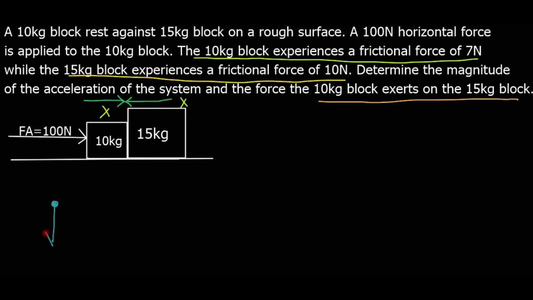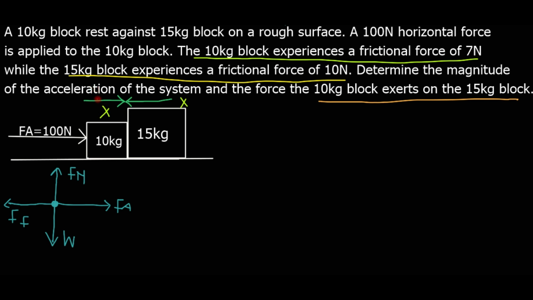First, a weight force which is downwards, and then a normal force that is perpendicular to the surface. On this 10 kg block, the force applied is to the right, so we have a force applied, and then we have friction, and friction is opposite to the direction of motion. The object moves to the right, friction is in the opposite direction, so we have friction.